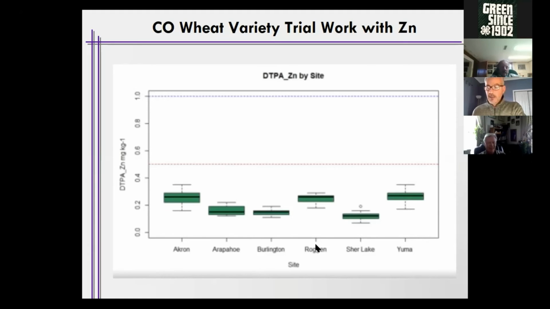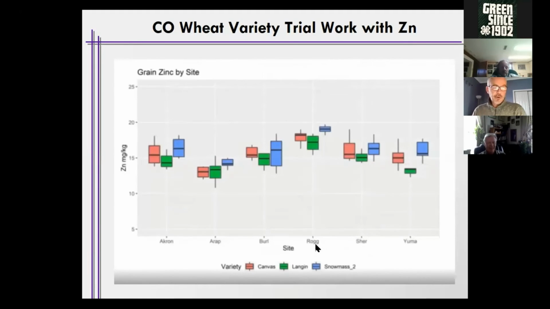You couldn't see it. But this is showing you zinc grain concentrations at each one of these 6 locations for what I would consider the top 3 varieties that we grow in the state currently: Canvas, Langan, and Snowmass 2. Keep in mind the cutoff based on a number of different entities, 25 parts per million zinc. At each one of these locations, each one of these 3 varieties were below that threshold.